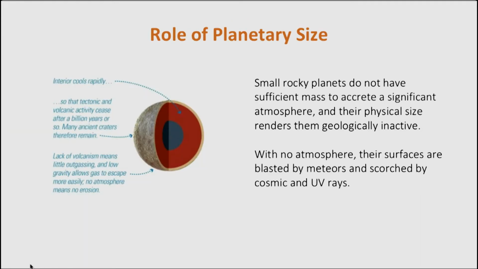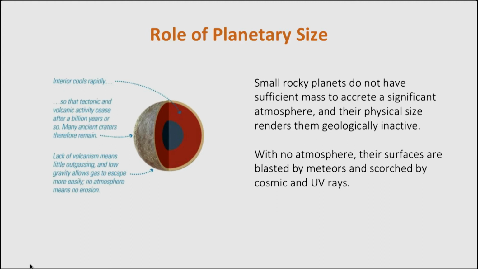Size matters for a planet because it dictates much of its subsequent properties and behaviors. Small rocky planets do not have sufficient mass to accumulate an atmosphere. Mercury is a good example in the inner solar system, and their physical size is such that internal pressure does not create liquid magma or a molten core. Therefore, they are not geologically active.